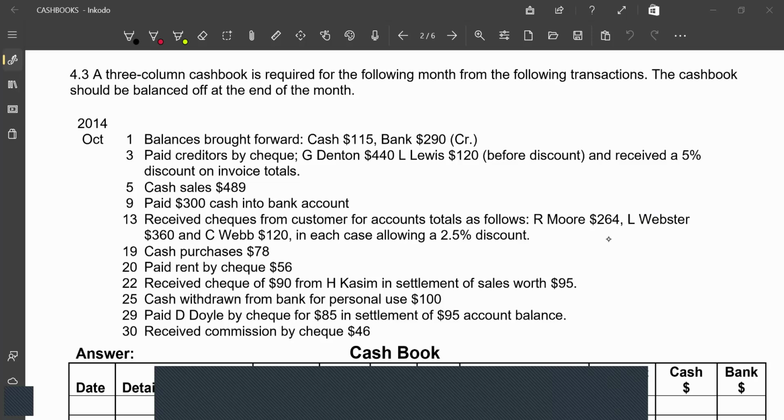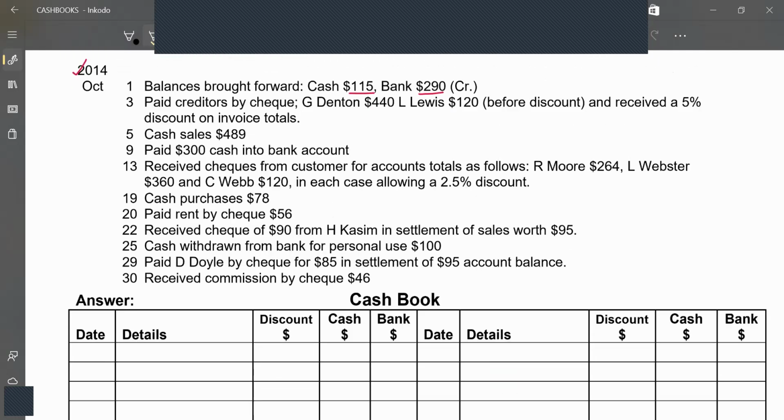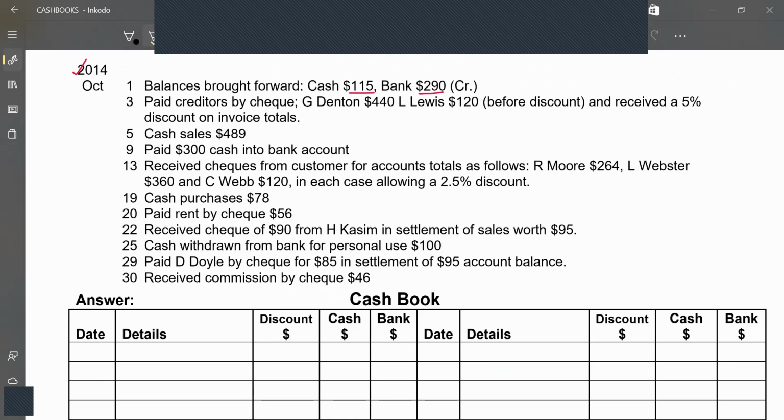We're going to start off with cash books today. It's a three-column cash book that we're going to do. A three-column cash book is required for the following transactions, and the cash book should be balanced off at the end of the month. It says the 1st of October balance is brought forward, so you have $115 in cash and your bank has an overdraft of $290. You're going to put these balances into your cash book. The format will be given to you.